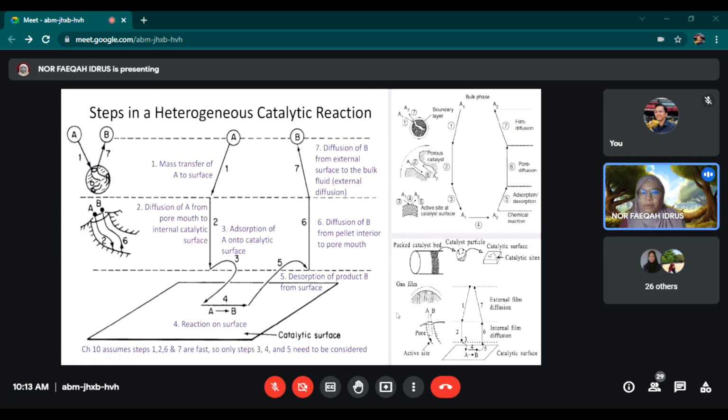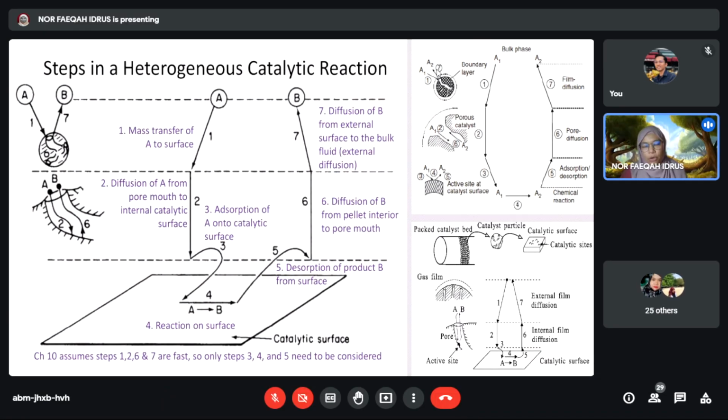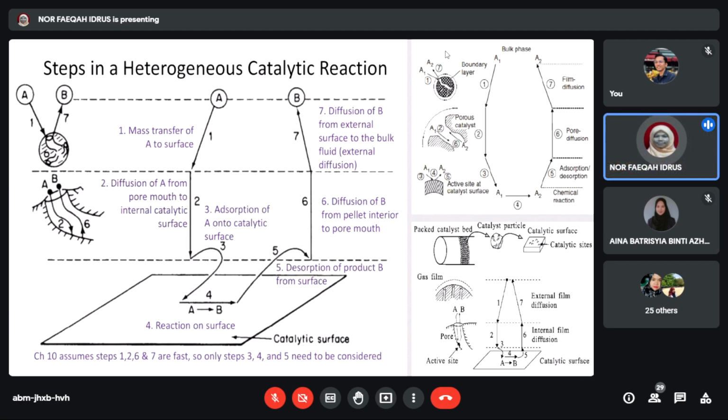All right. So previously we have looked at the 7 steps of catalytic reaction, and we already went through step 1 and step 2: how the mass transfer of the reactant occurs from the bulk fluid to the external surface of the catalyst, and also how pore diffusion occurs on the active site of the catalyst.